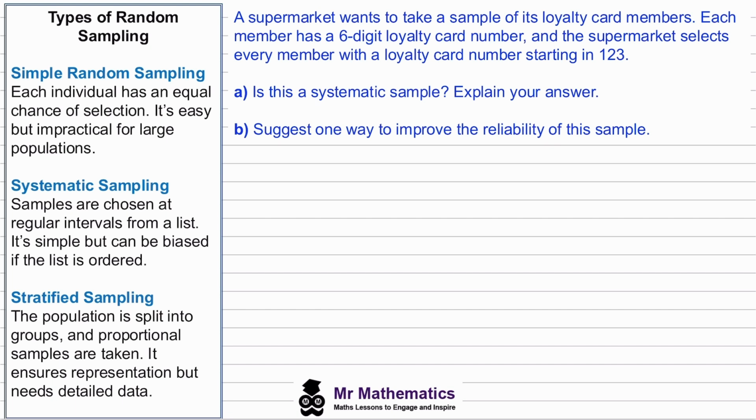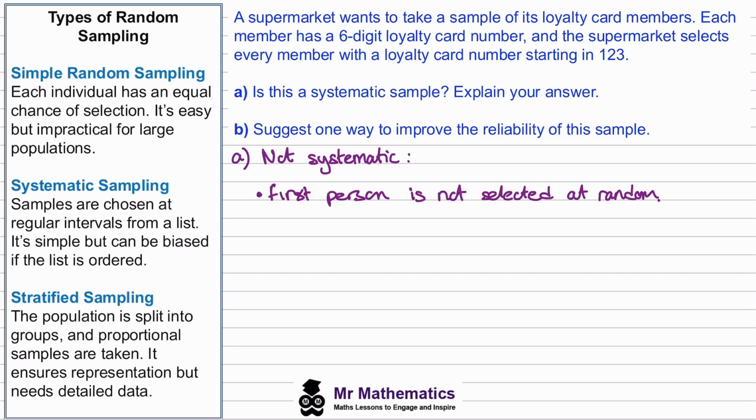And because they're selecting everybody whose number starts with 123, this is not systematic. There's two reasons for this. The first one is that the first person is not selected at random. And the other reason is that members are not being chosen at fixed intervals.